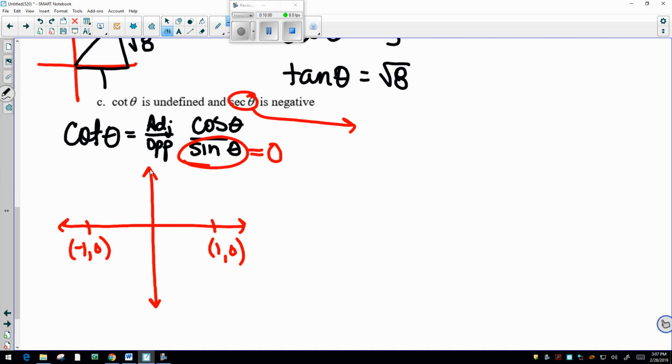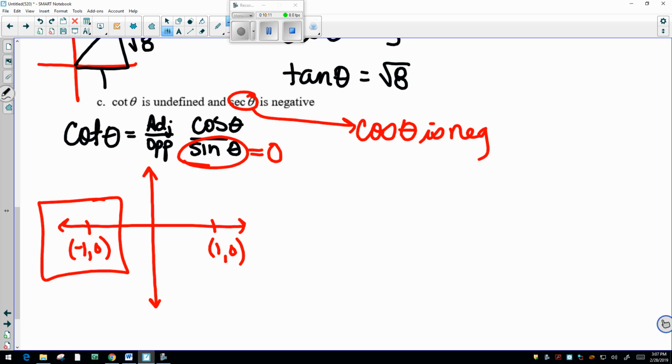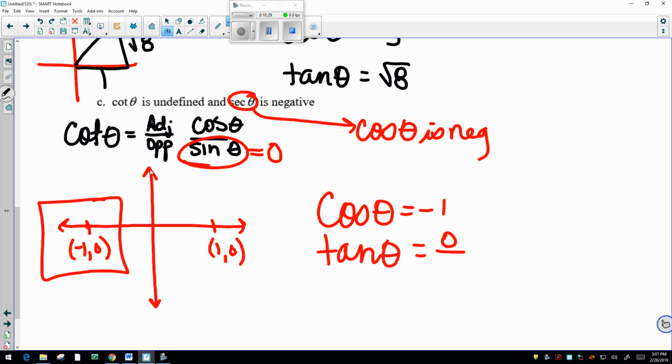Now the other thing that we have to think about is secant theta is negative, which means its reciprocal, cosine theta, is negative. So if I'm looking at that, cosine being the x-coordinate, that means our answer has to be at this location. So if we were to answer what is the value of cosine, cosine has to be -1. And the value of tangent, well, tangent we know is sine divided by cosine. So if I took our sine divided by our cosine, that's going to get us 0.